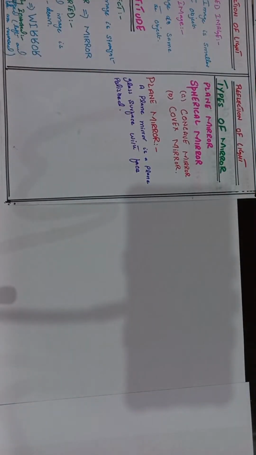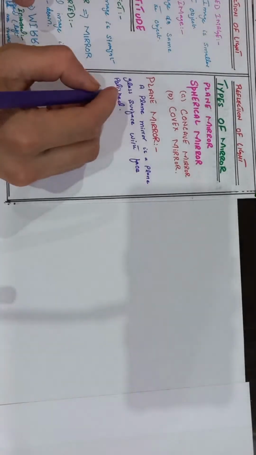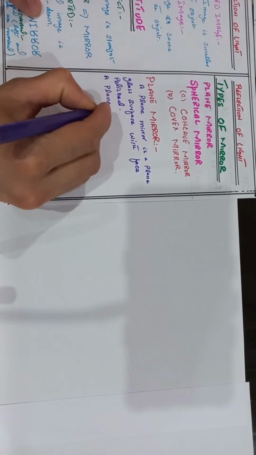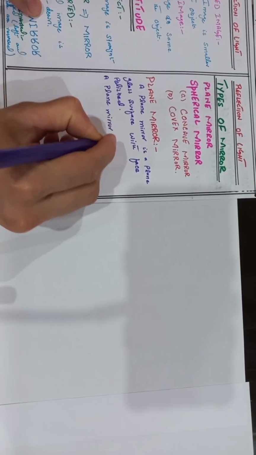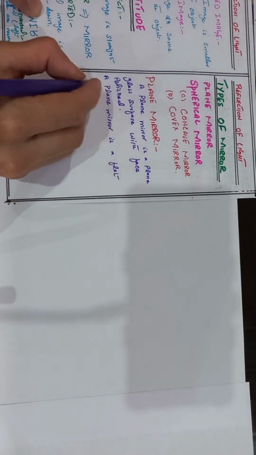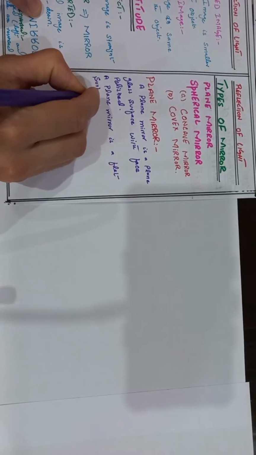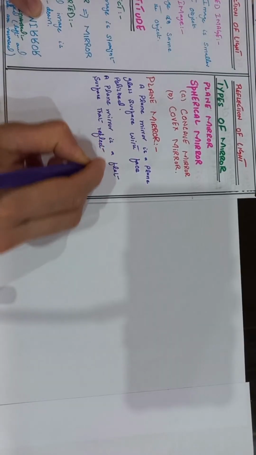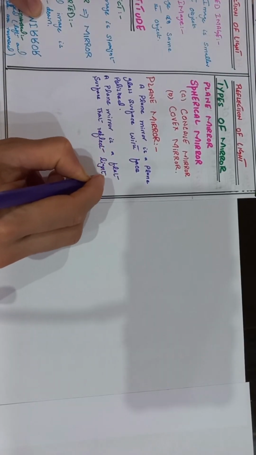Second definition, we can write about a plane mirror. A plane mirror is a flat surface that reflects light. So here we write that a plane mirror is a flat surface that reflects light. Now we discuss the characteristics of the image formed by the plane mirror.